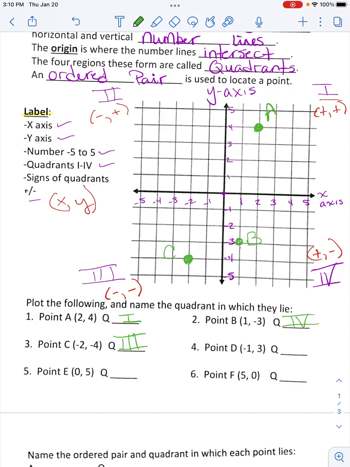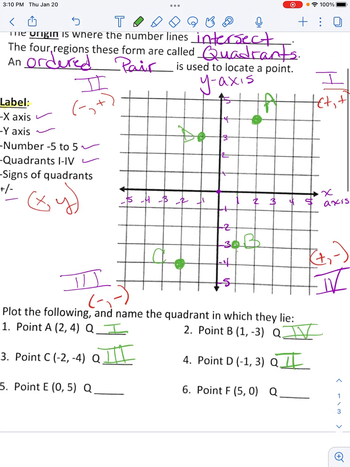D, -1, +3. -1 would be to the left 1. +3 would be up 3. Label it with a D. That is quadrant 2. Go ahead and try 5 and 6. Pause the video, see if you can plot them correctly, and then unpause.